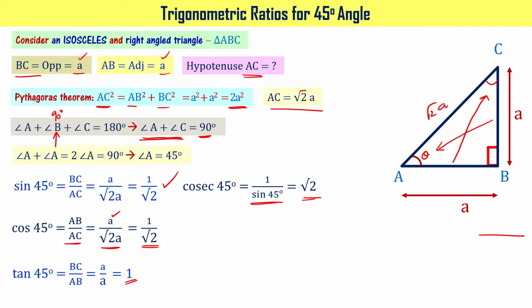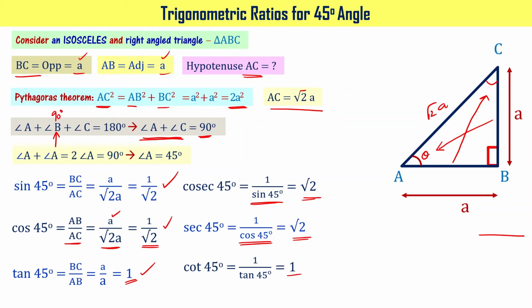Cos 45 degrees is 1 by root 2. It means sec 45 degrees is also equal to root 2, because that is 1 by cos 45. Tan 45 degrees is 1. It means cot 45 degrees is also equal to 1, because that is 1 by tan 45. Understood? Please take a note of these values.